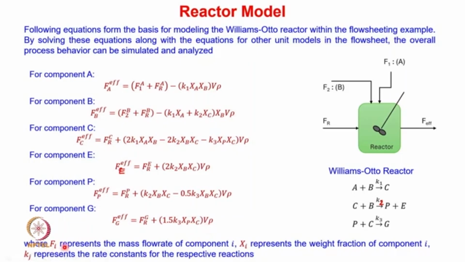So clearly in this entire set of material balance equations, you can see that Fi represents the mass flow rate of component i, Xi represents the weight fraction of component i, and Kj represents the rate constant for the respective reactions. Again we can write down the expressions for K1, K2, K3 in the Arrhenius form, because then that will give us how the rate constants are related to the temperature. That effect can be built in through these Arrhenius equations.